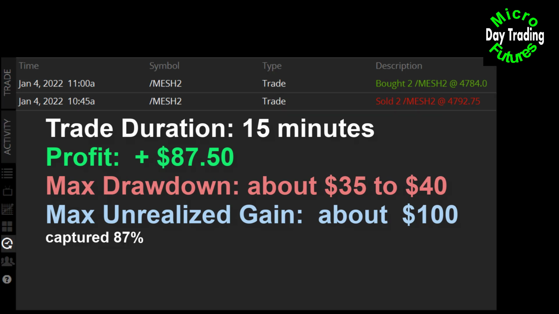Trade duration, 15 minutes, made a profit of $87.50. Maximum drawdown was, I think, between $25 and $40, and maximum unrealized gain was about $100. I captured 87.5% of that, of course. And it was a tricky trade.